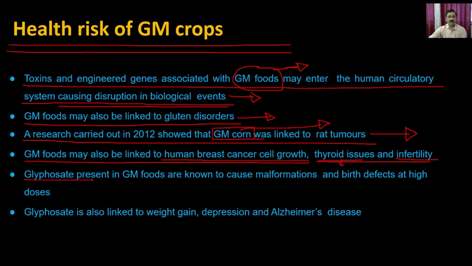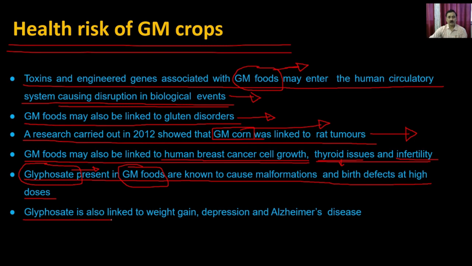The glyphosate present in GM crops is known to cause malfunctioning and birth defects at very high doses, which means glyphosate is a herbicide, and if it is present in GM foods, it can cause malfunctioning as well as birth defects at a very high dose. On the other hand, glyphosate is also linked to weight gain, depression, as well as Alzheimer's disease. So these are the health risks of GM crops.